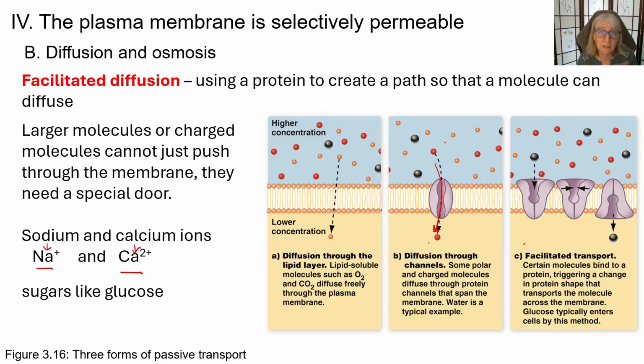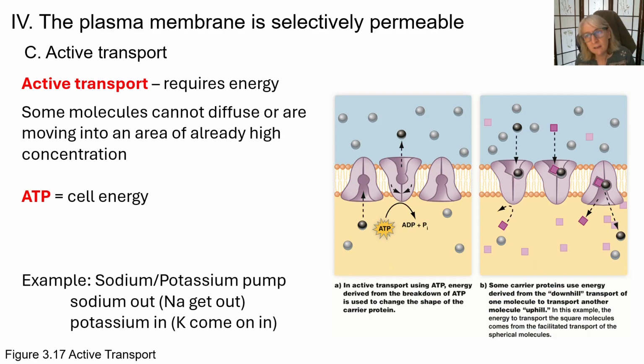Things like sugars, like glucose, also move through channels in most of your cells, so they can kind of just flow into a cell. If the cell doesn't have any glucose, glucose will tend to enter the cell through a facilitated diffusion protein. Active transport is the opposite of passive transport.